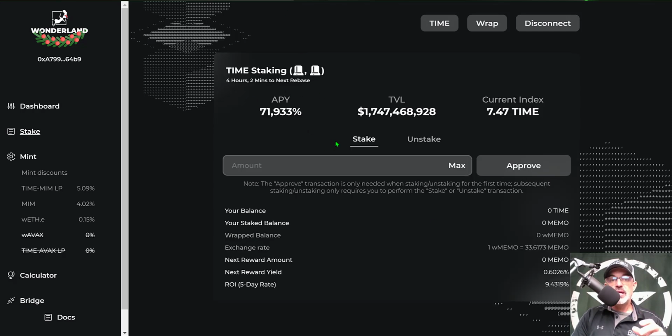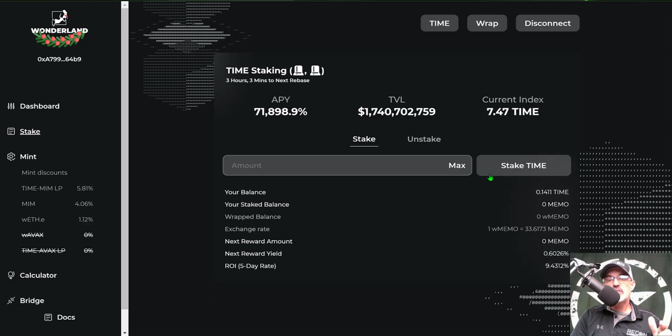So we jump back over here to the staking page. We can see that the APY is at 72,000. You can see the total value locked is almost $2 billion. So there's quite a bit of money locked up according to the project. And so now I have the choice to stake or unstake. And in this case, I'm going to just go ahead and stake.